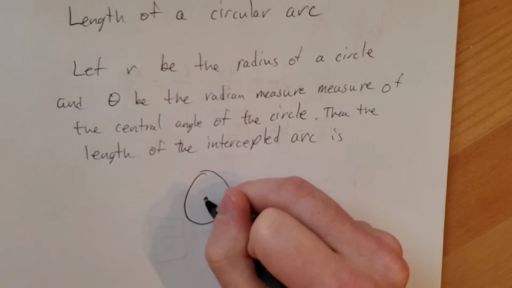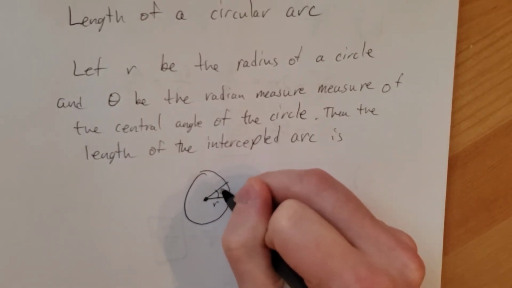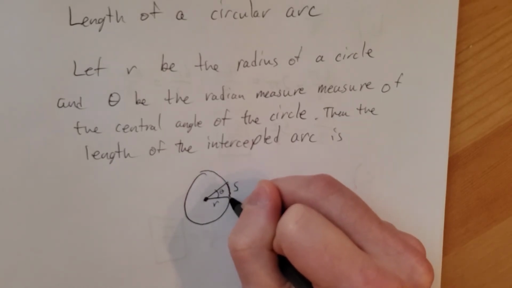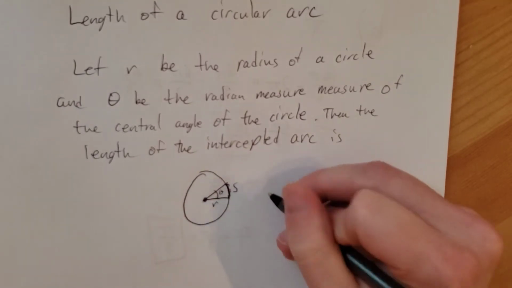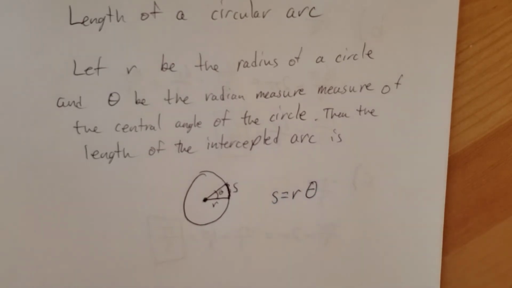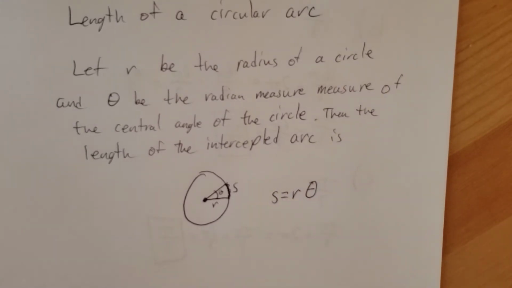What do I mean? We have some R here, theta here. We're going to call this length S. And what is that? That is the length of the line here that's going around the arc. And what is our value? Well, S is equal to R times theta. Again, it's very important for this formula that theta is in radians.